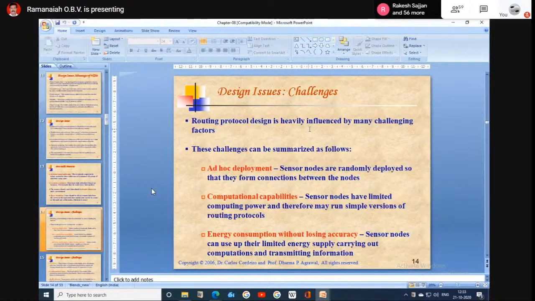How carefully to use the limited energy of the sensor node. Why is it to be done carefully? If the energy is completely drained out, that node is no longer live, it is dead, because you cannot recharge it or replace its battery. So that node is to be considered dead. So before a node dies, we have to use the energy in a strategic manner, carefully and cautiously. That is the point.